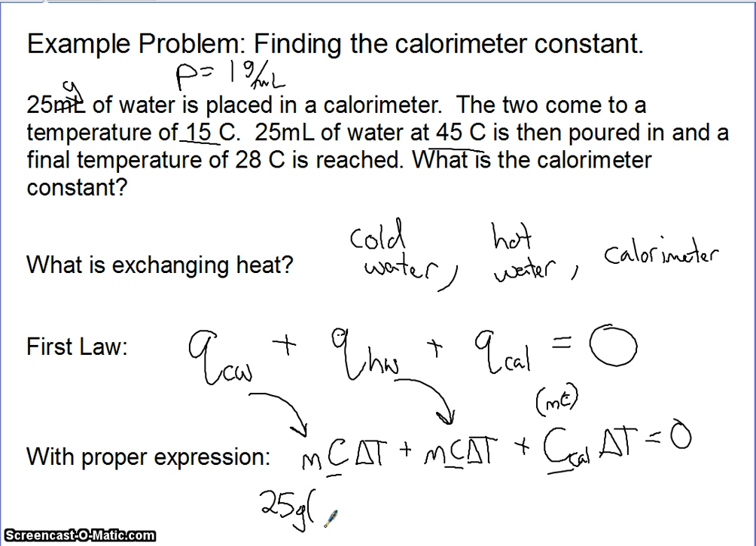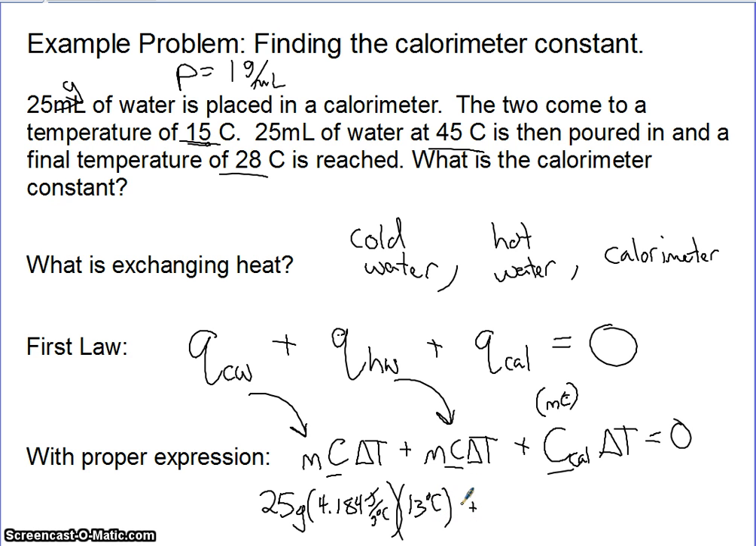Specific heat. It doesn't say specific heat anywhere in this problem. Again, I'm never going to give it to you. It's 4.184 joules per gram degrees Celsius. Temperature change of the water: the water starts at 15 and it ends at 28. That means it went up 13 degrees Celsius.